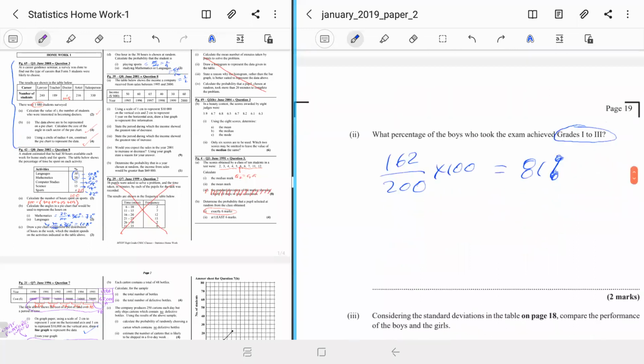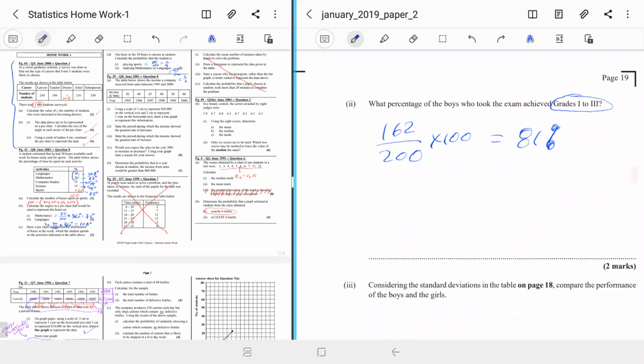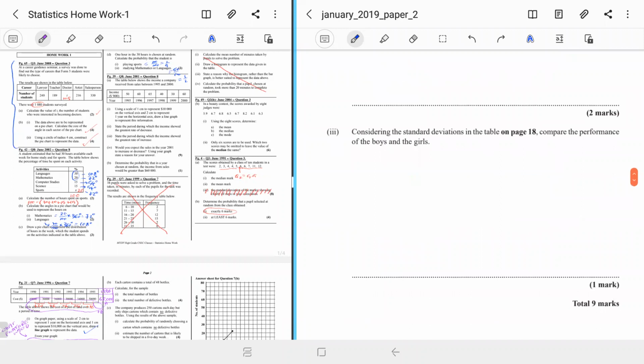All right. The question asks for percentage, don't give them probability. Give them what they ask you for. All right. It says, considering the standard deviation on the table, compare the performance of the boys and the girls. So you just want to say something in your own words.